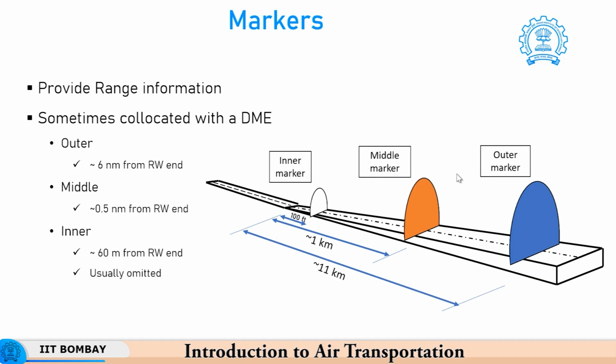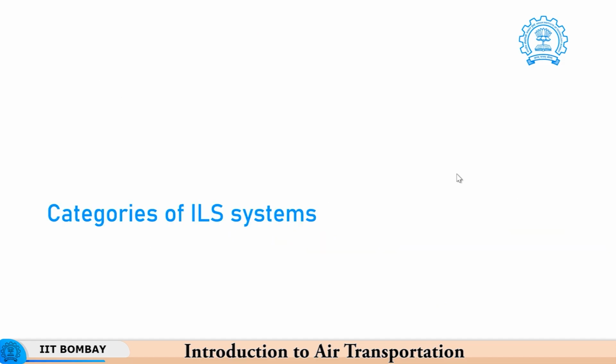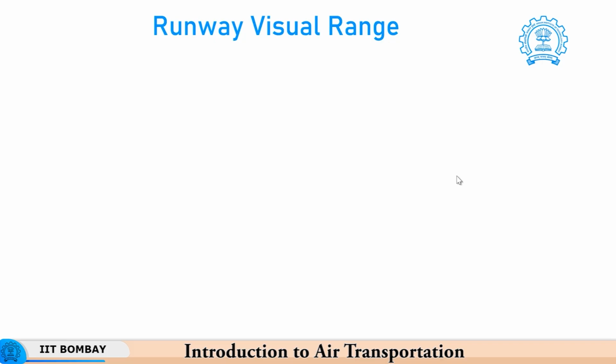Sometimes this is omitted, because by the time you reach 100 feet from the runway, you are actually very near and you really do not have much time to take any corrective action. So, only in very accurate, high level systems, we have the inner marker, otherwise it is omitted in the low level systems, and we will see those details later under the categories of the ILS system. But before we define the categories, we need to understand the concept of runway visual range, commonly abbreviated as RVR.